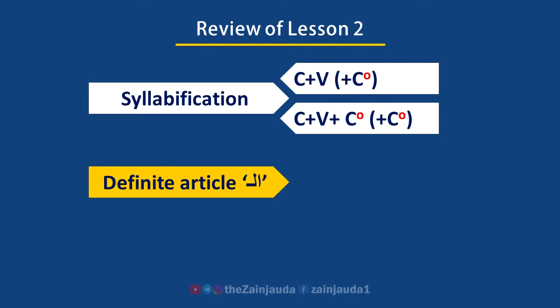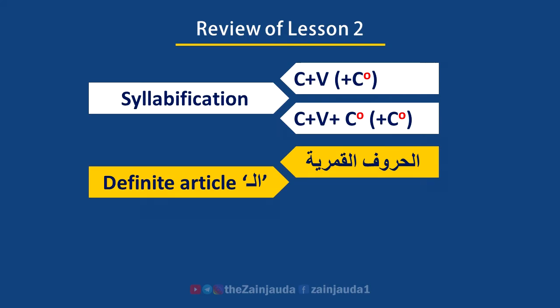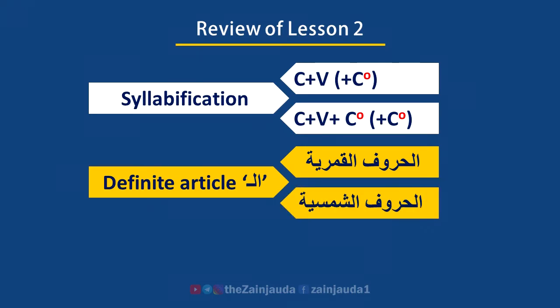In order to make a word definite, we attach L at the beginning of it. We said that if the word starts with a moon letter, harf qamari, then it won't have any change in pronunciation, like Qamar, al-Qamar. But if it starts with a sun letter, harf shamsi, then the lam of the L will be assimilated and the first letter of the word is doubled, like shams, ash-shams.